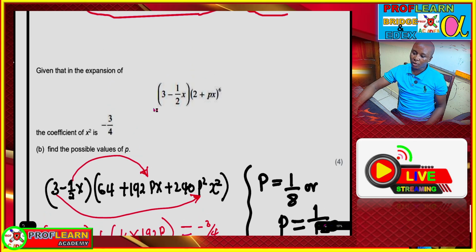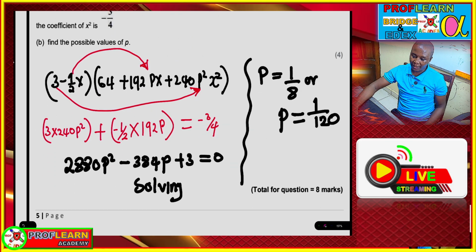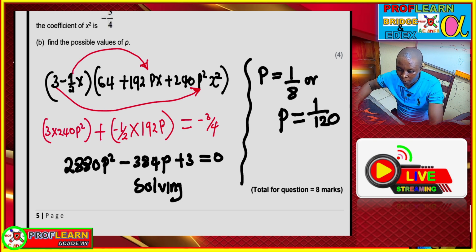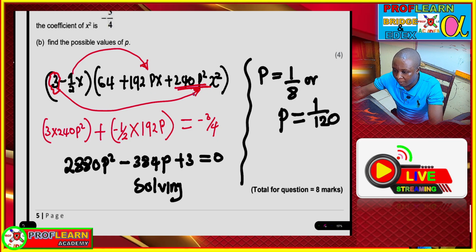You are not going to basically expand this so that you can get the answer. You are not going to expand everything. You are going to check those terms that, if you multiply them, are going to give you x squared. So if you open your eyes widely, you realize that if you multiply the 3 that we have here by all of this term, you are going to have 240p squared times 3x squared.